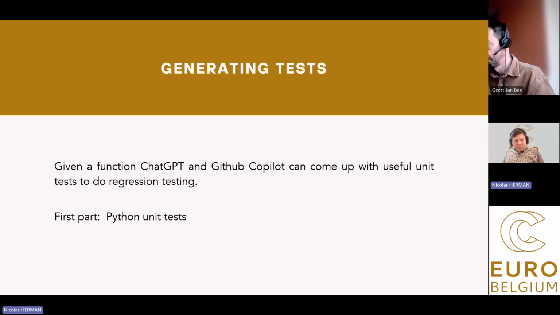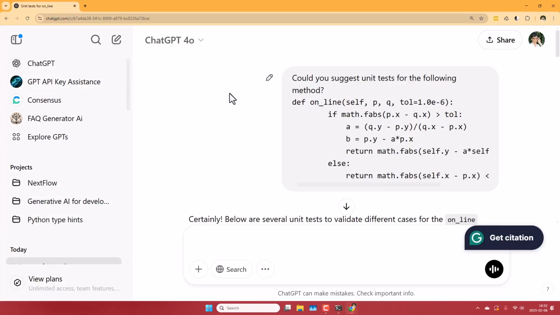Here is how to generate tests for Python. You can ask ChatGPT to generate unit tests for a function or a method. In this case, we have a method that applies to a member of a point class, and it takes two additional arguments which represent points, P and Q, and also a relative tolerance.